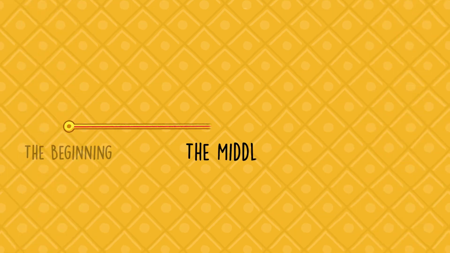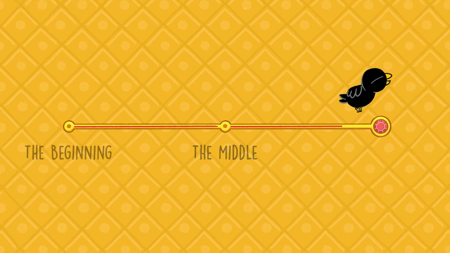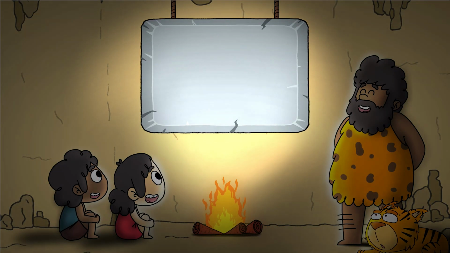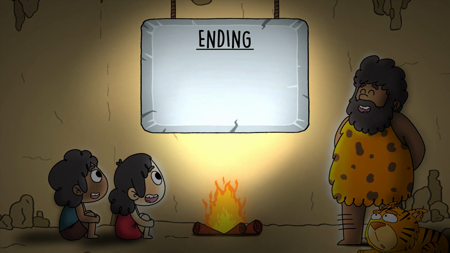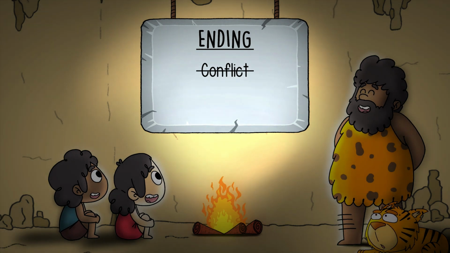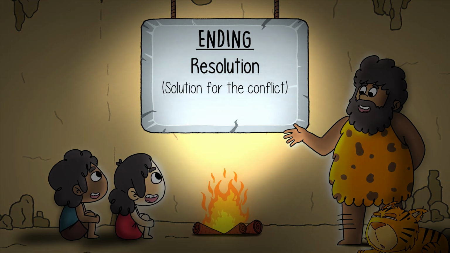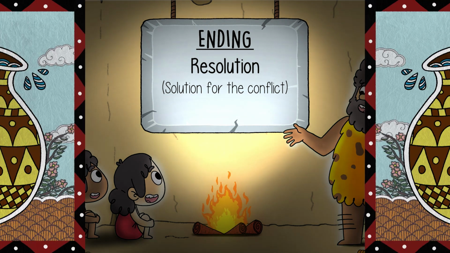We now reach the most exciting part, the ending. Every good story has to eventually come to an end. End is where the conflict of your story gets a resolution. A resolution is nothing but a solution for the conflict that you had introduced earlier into the story. As we reach the end, it's time to decide how the conflict will come down to a resolution.